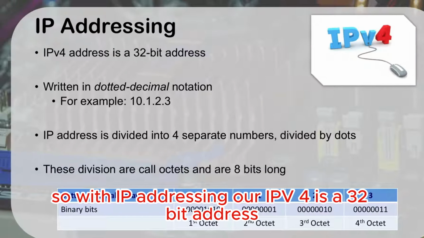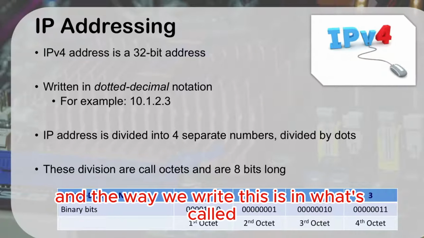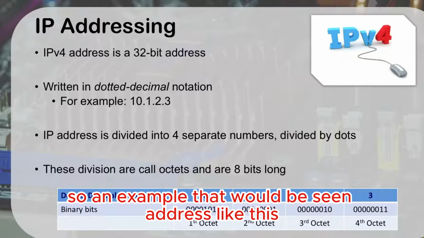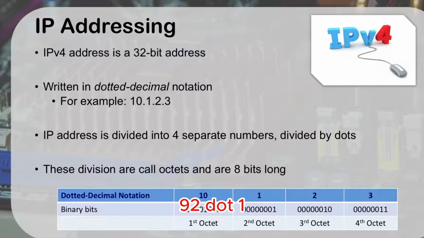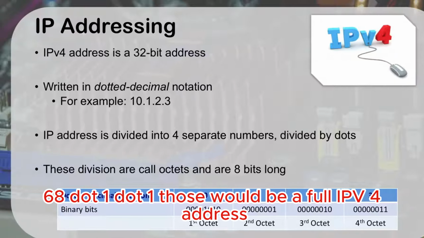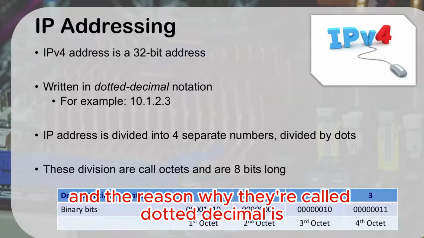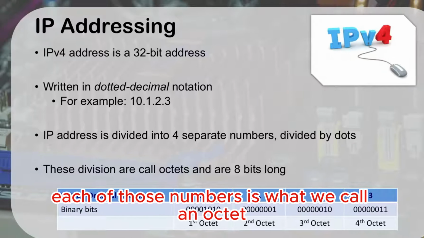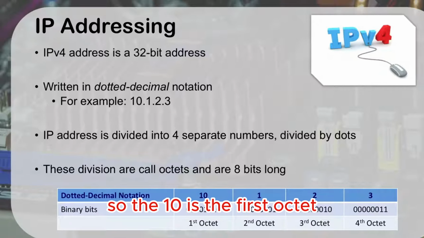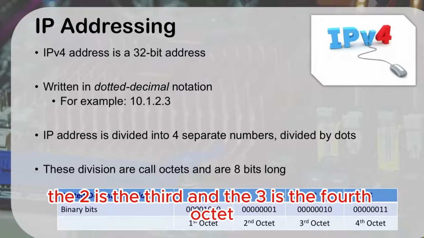So with IP addressing, our IPv4 is a 32-bit address. And the way we write this is in what's called dotted decimal notation. An example would be an address like 10.1.2.3 or 192.168.1.1. Those would be a full IPv4 address. The reason they're called dotted decimal is they have 4 decimal numbers separated by dots. Each of those numbers is what we call an octet. So the 10 is the first octet, the 1 is the second octet, the 2 is the third, and the 3 is the fourth octet.